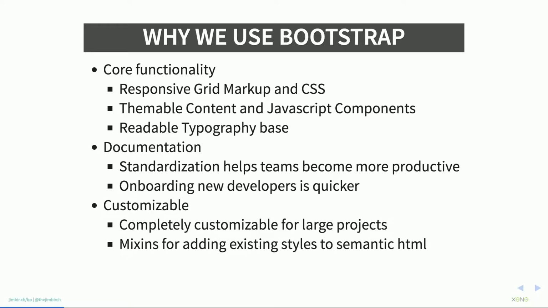It's completely customizable for large projects. So you can get the raw SASS or LESS files of Bootstrap with the raw JavaScript files and make your own Bootstrap. You don't have to include everything. You can add more. And it has mixins to add existing styles to semantic HTML. So I'm not stuck with class equals col-sm-12, which is the column class. I can have class equals book and add the column classes to that if I want to.